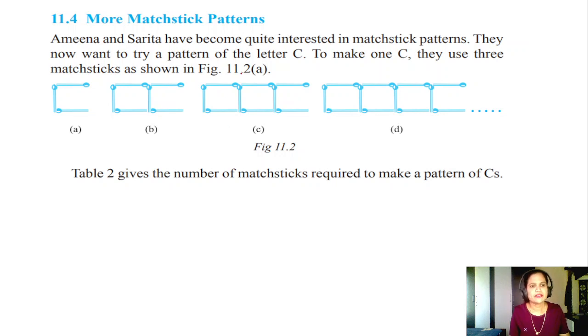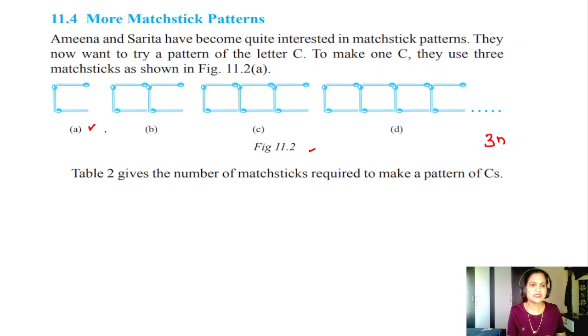More matchstick patterns. See, a C is formed using 3 matchsticks. 2 C's means 3 2s are 6. Here the formula is 3n. 3 C's: 3 into 3, 3 3s are 9. 4 C's: 4 into 3, 4 3s are 12 matchsticks required. Amina and Sarita have become quite interested in matchstick patterns, so they found another pattern other than L. They now want to try a pattern C. To make one C, they use 3 matchsticks as shown in the figure 11.2a.